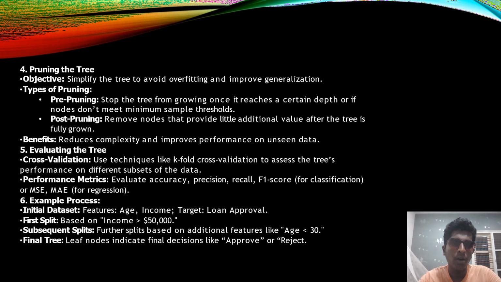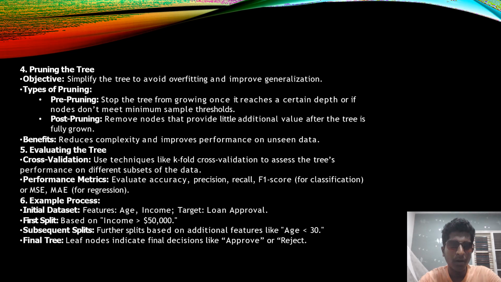Fourth, pruning the tree. Objective, simplify the tree to avoid overfitting and improve generalization. Types of pruning. Pre-pruning stops the tree from growing once it reaches a certain depth or if a node does not meet a minimum sample threshold. Post-pruning. Remove nodes that provide little additional value after the tree is fully grown. Benefits, reduce complexity and improve performance on unseen data.